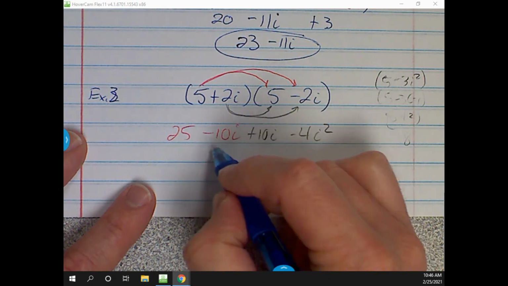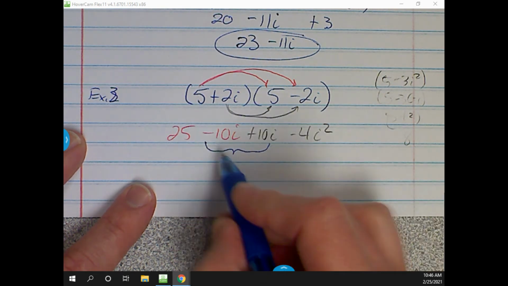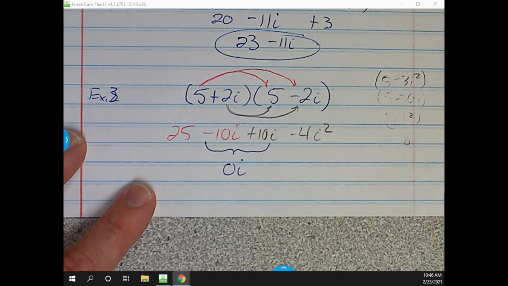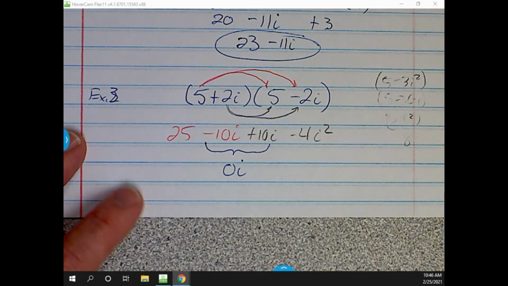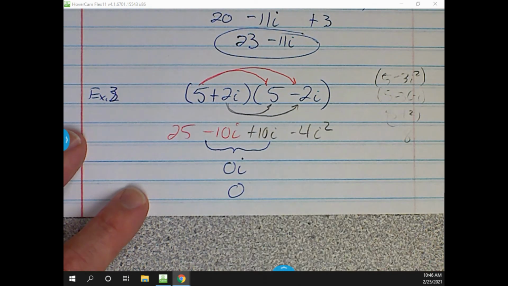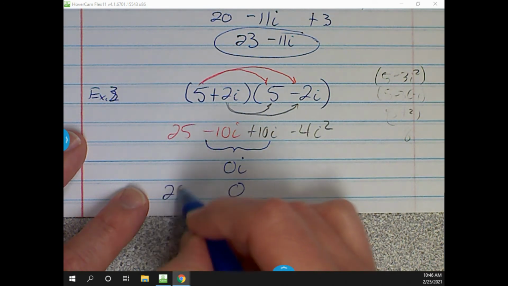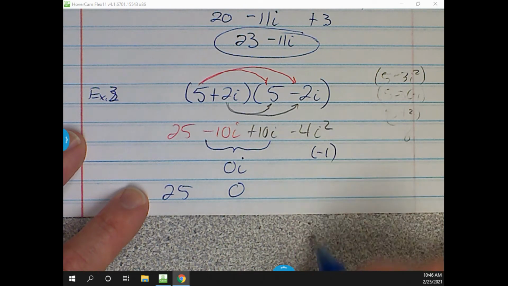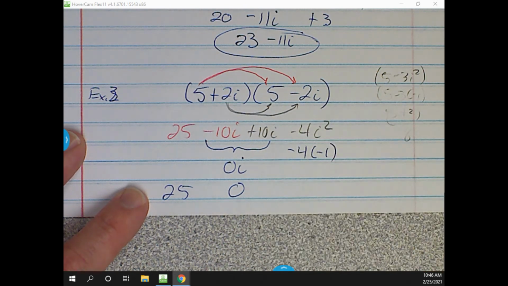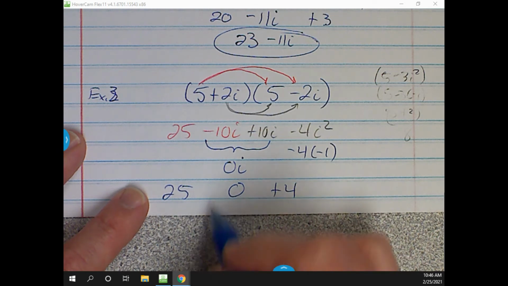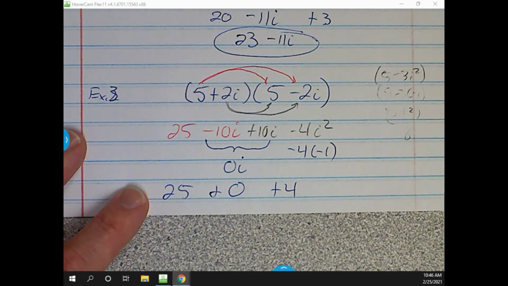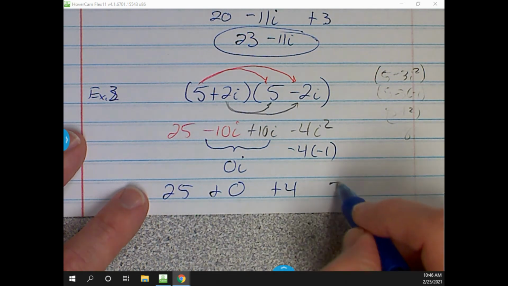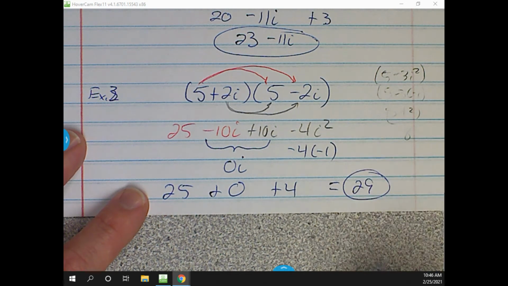Okay, same thing as before. You can add or subtract these together. Now, the good thing is when you do this, it's 0i. Which again, if you do 0 times i, that is basically just a 0. So this is 25. That's a 0. Take out the i squared again, replace it with negative 1. So basically, you've got 25 plus 0 plus 4. So that would be just 29.